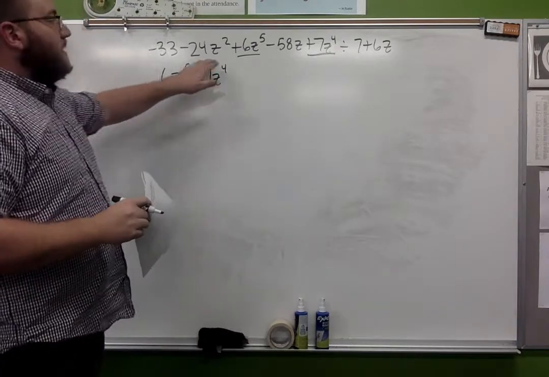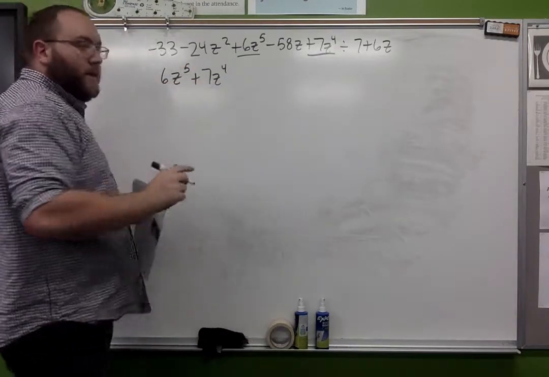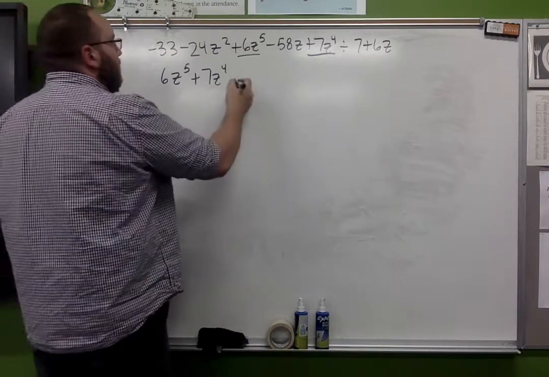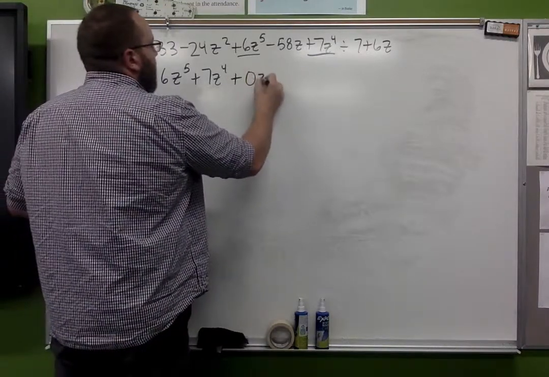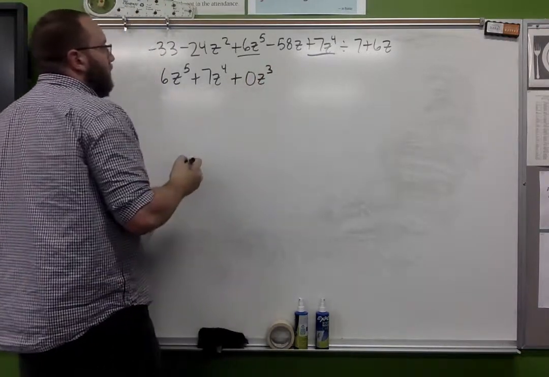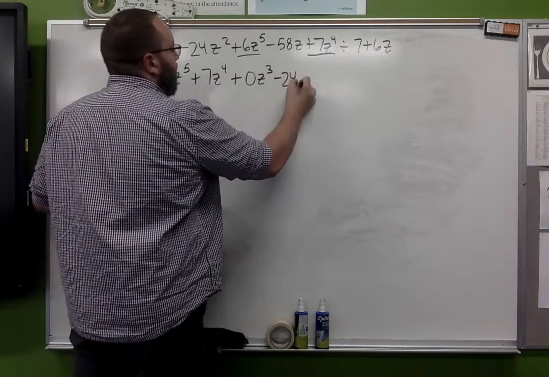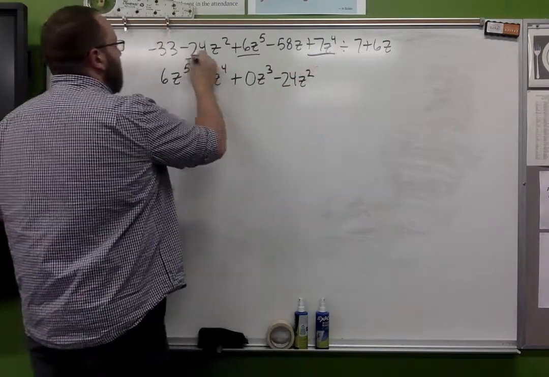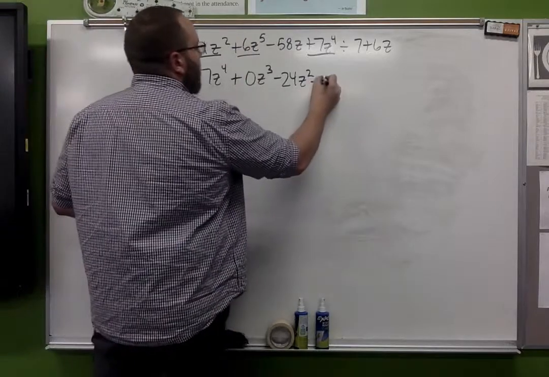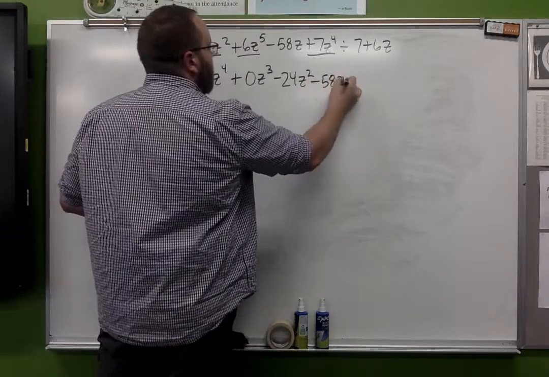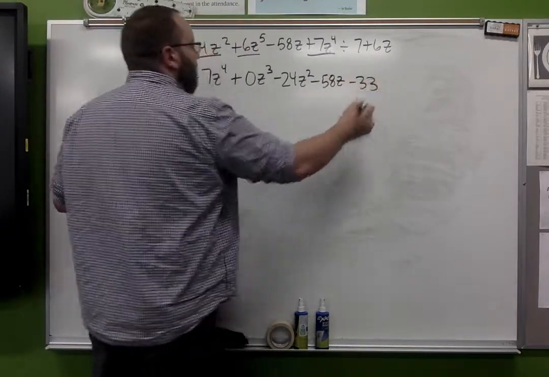We don't have any z to the thirds, right? But we want a placeholder. Remember, we want to use our placeholder. Plus 0z to the third, minus 24z squared, minus 58z, minus 33. Okay, there's our standard form.